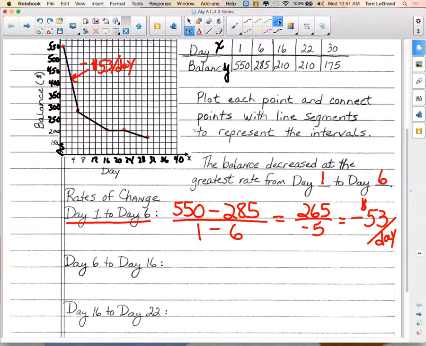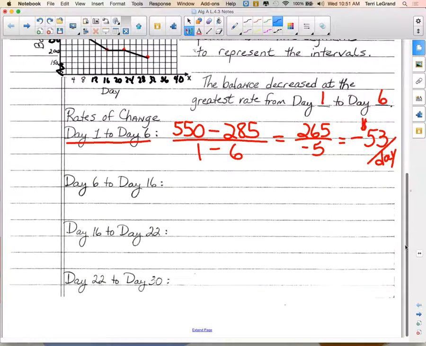Okay, day 6 to day 16. What was the balance on day 6? 285, what we left off with in the last one. What was the balance on day 16? 210, okay. Downstairs, 6, take away 16. Order matters in subtraction. So if we start with day 6's balance upstairs, we have to start with day 6 downstairs. 285, take away 210. 75. 6, take away 16. Negative 10.